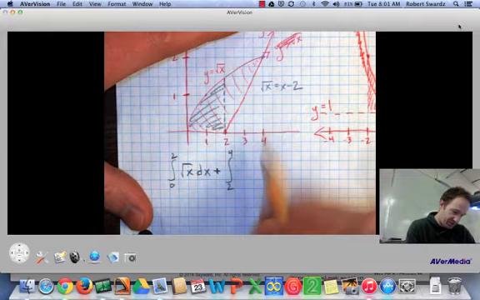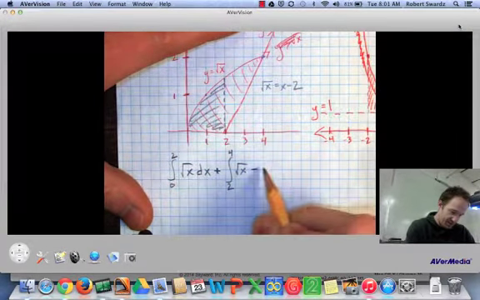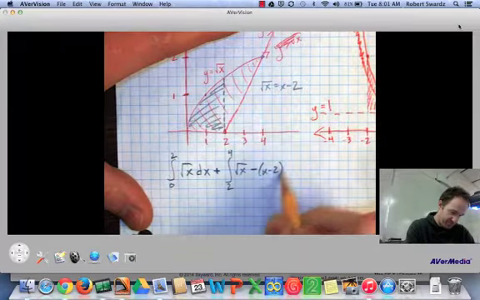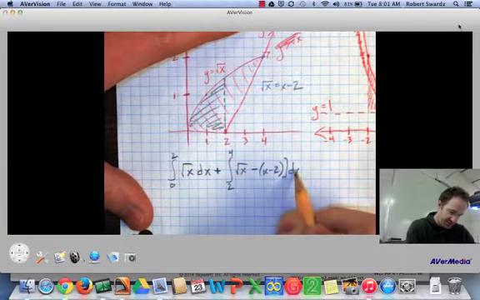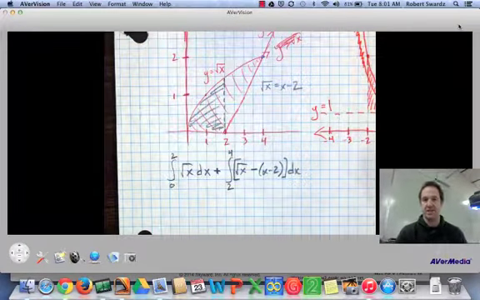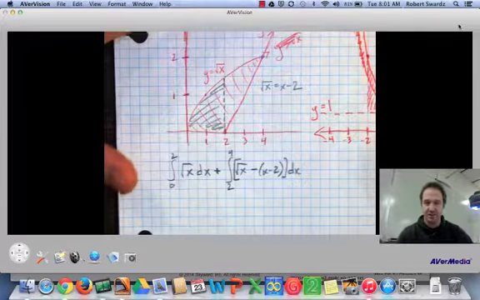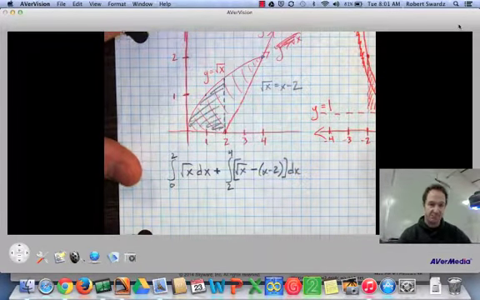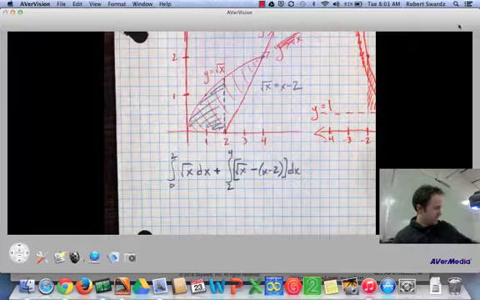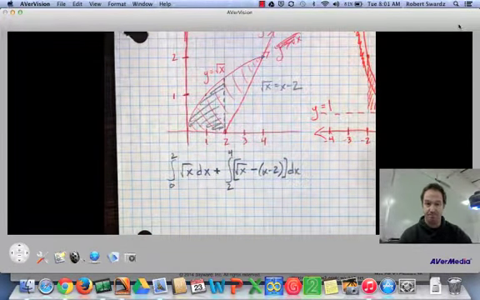And its top function, root x, minus bottom function, x minus 2, dx. Don't forget the dx. That is important, and you will see why tomorrow, in the next lesson. But now we've got a couple of integrals that we can evaluate to get the area.